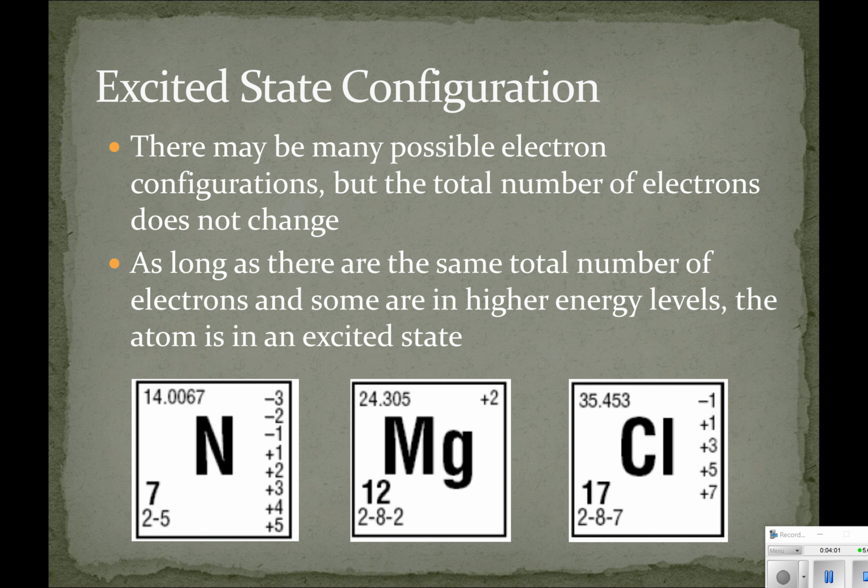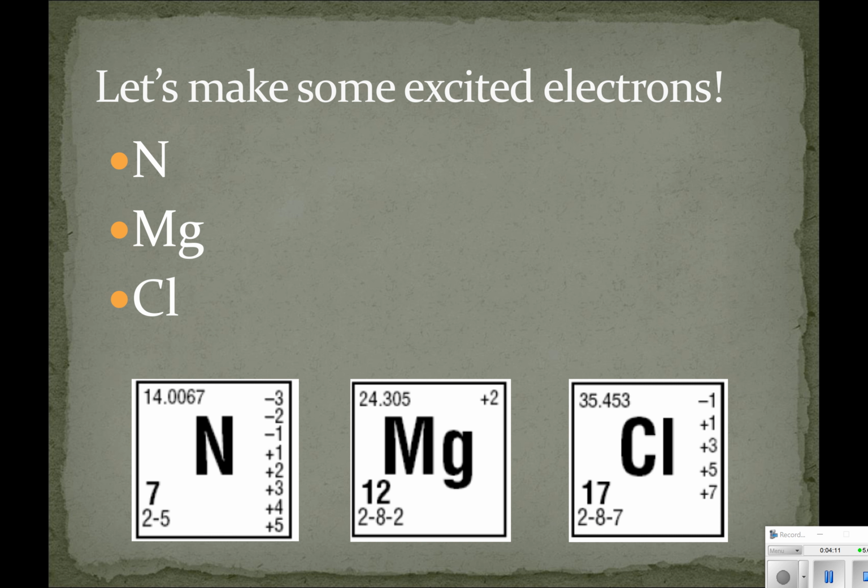So as long as there's the same total number of electrons, and some of those are in higher energy levels than compared to their ground state, then the atom's considered to be in an excited state. So for nitrogen, its stable ground state configuration is 2-5. Now, any configuration that has a total of 7 electrons with some in higher energy levels is going to be considered an excited and more unstable state.